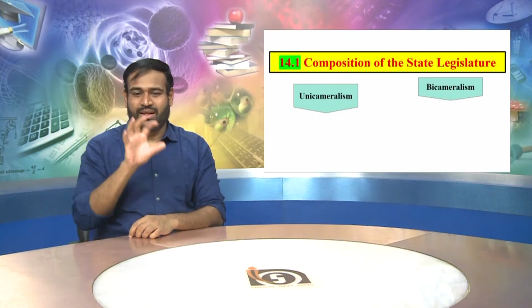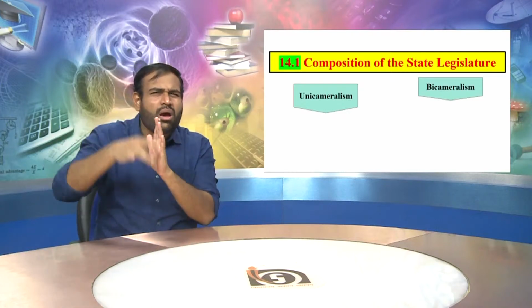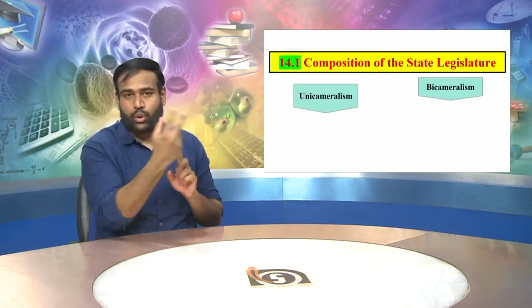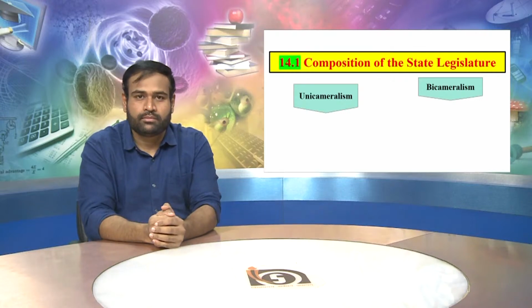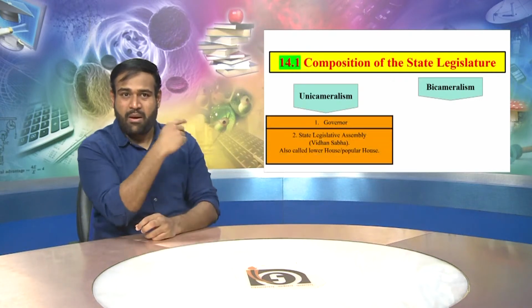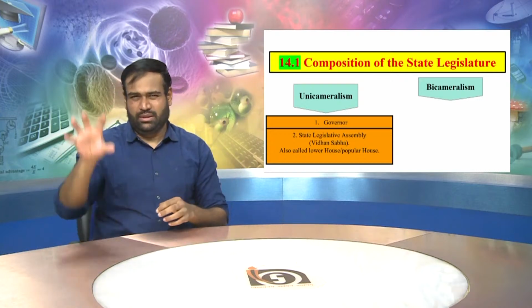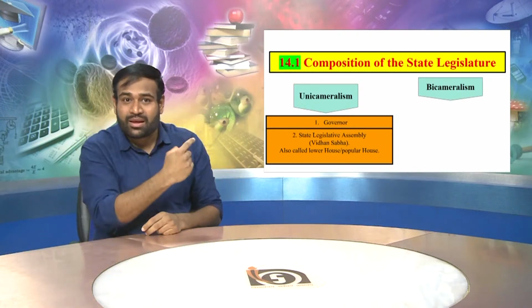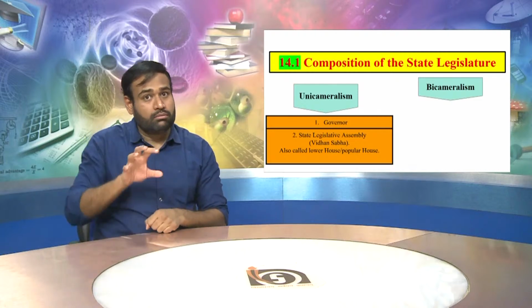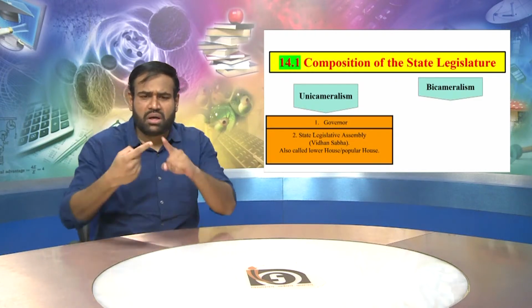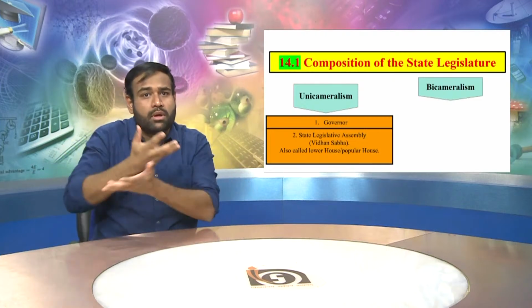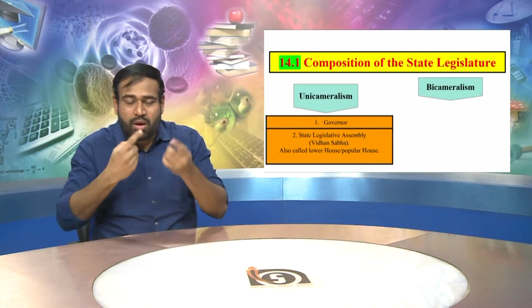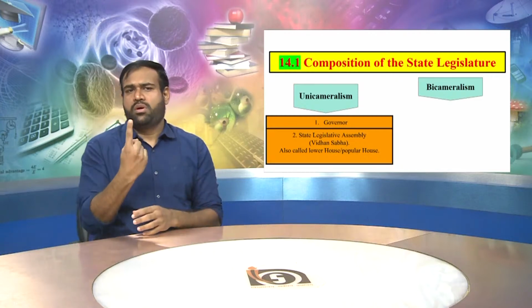Now, 14.1, composition of the state legislature. First is unicameralism. In unicameralism, first, the most important person is the governor. Second, the state legislative assembly. For example, Maharashtra, Rajasthan, and Odisha all follow unicameralism, also called the lower house or popular house.